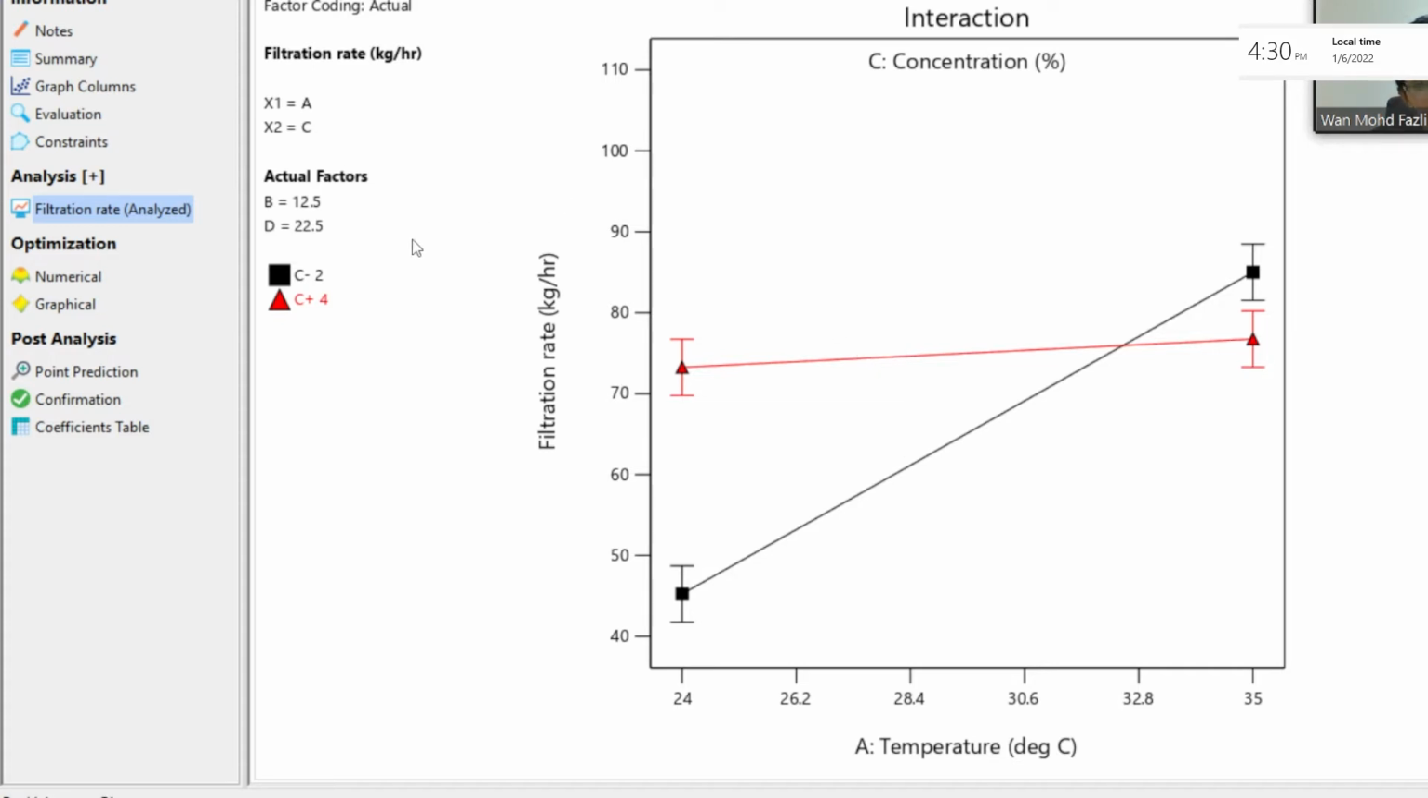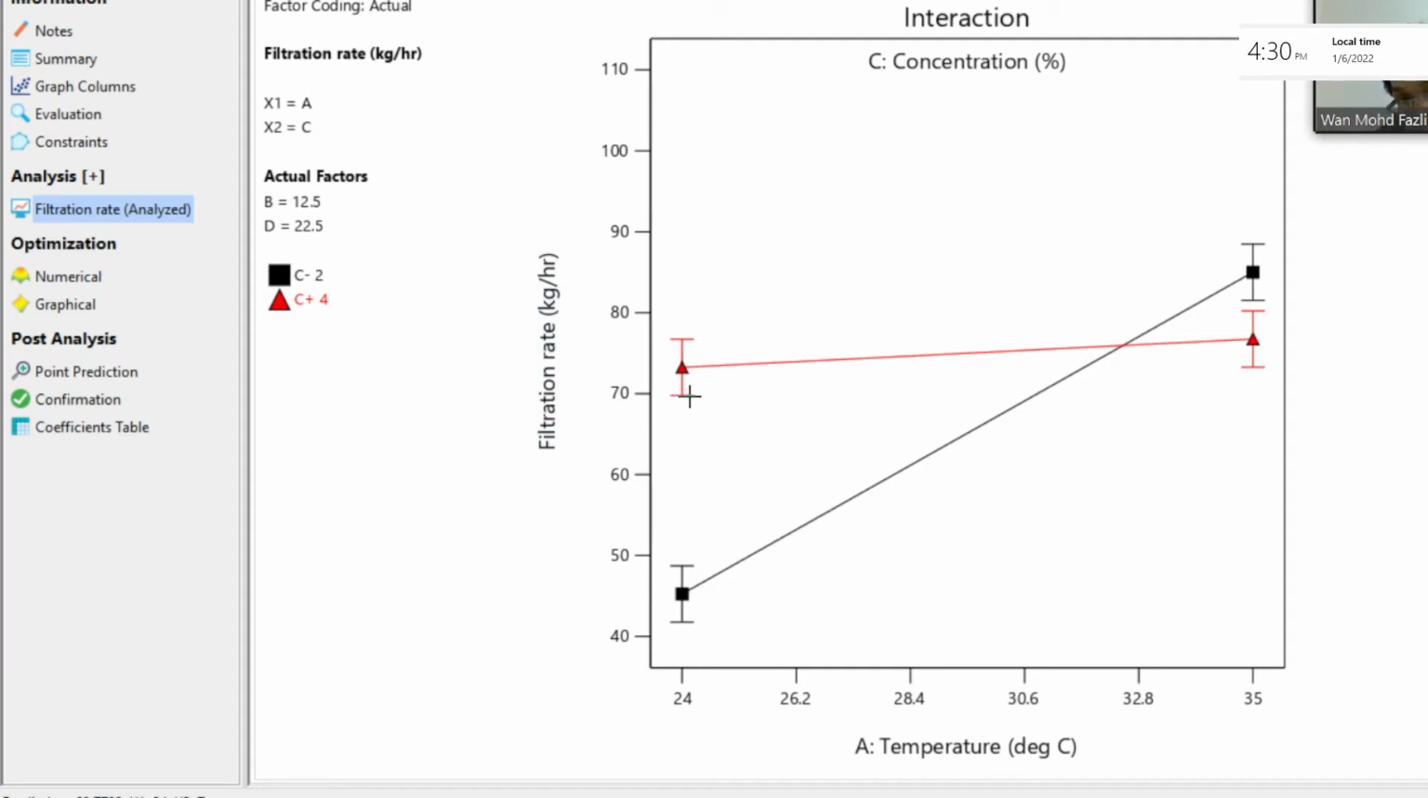By default in Design-Expert, when you look at the model, the red is always the high level and the black is the low level. So even though you see two lines here, they are actually the same factor, the concentration. What makes them different is the level. The red is high, the black is low. So basically they want to see the interaction between temperature and concentration towards the filtration rate. So that is what this graph is all about.